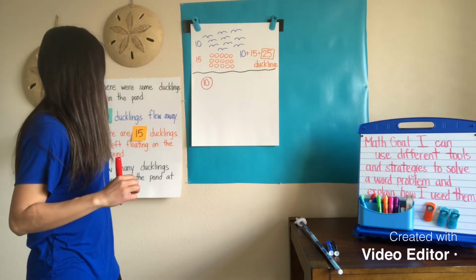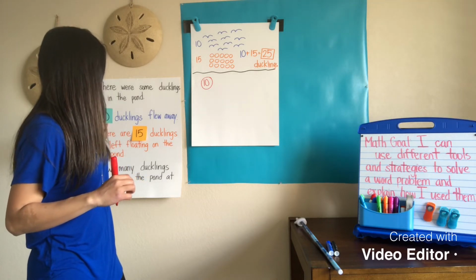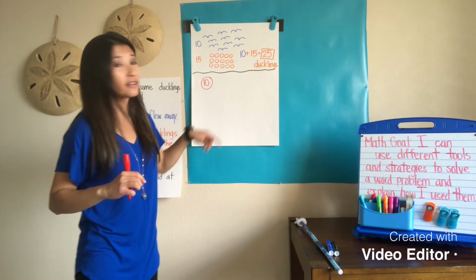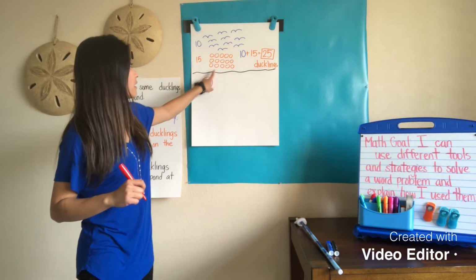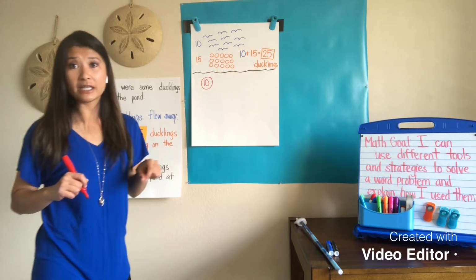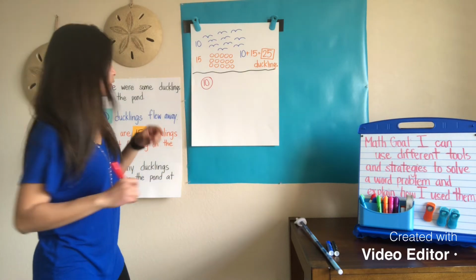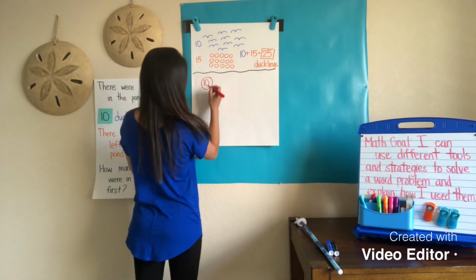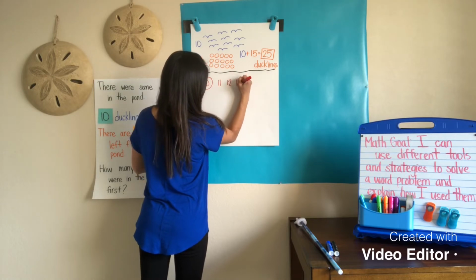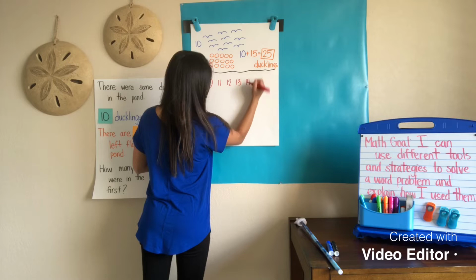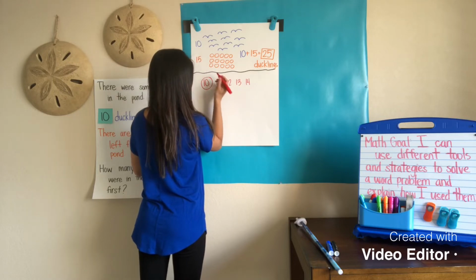10. So you know that there's 10 ducklings that flew away, but there's 15 ducklings that are still left on the pond. So from here you can count 15 spaces or 15 numbers and see what number you land on. You could even do jumps.